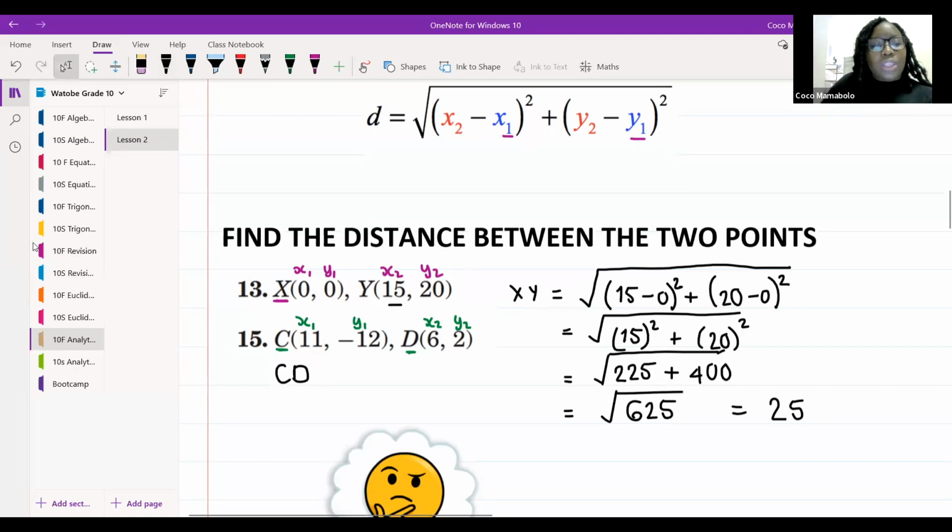Ma'am, we always start with the second one's example, always x2, then x1. Puseleto, it won't matter. I'll tell you why. If I switch them around, and I decided to make this one x1 and y1, and I make this one x2 and y2, the answer is still going to be the same.